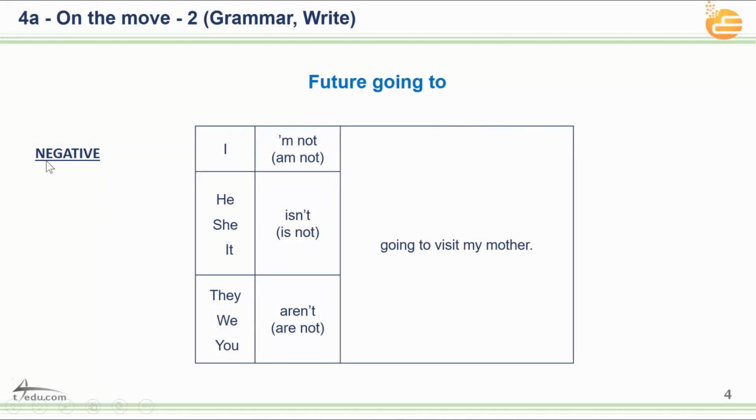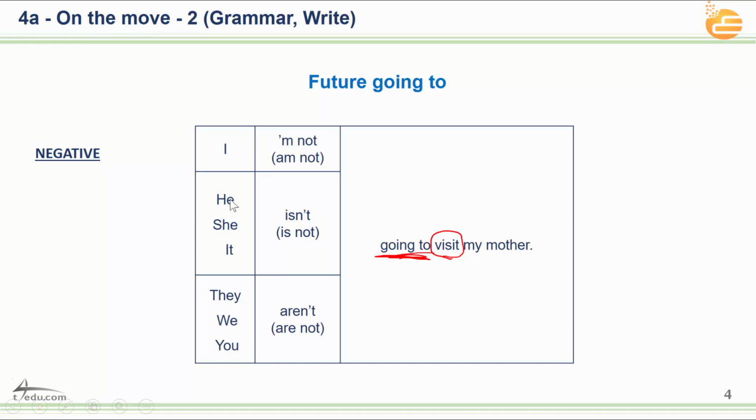With the negative, it's the same as the affirmative, but we have to say am not, is not or isn't, are not or aren't. So the sentence will be I'm not or I am not going to visit my mother. So it is the same. This is going to, okay, and this is visit. Going to and the verb. Okay, I'm not going to visit my mother.